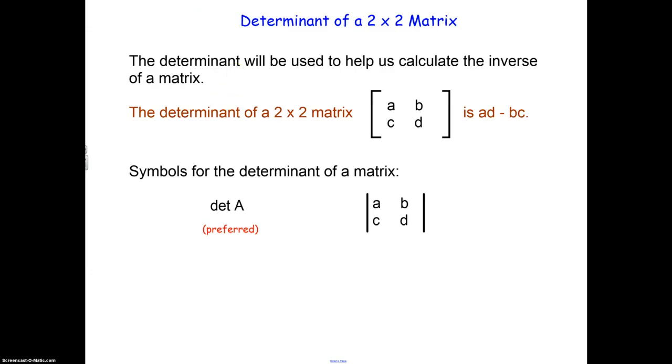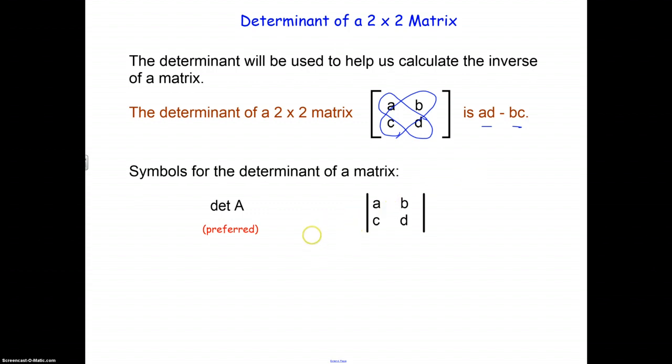One way that we have to help us figure out the inverse of a matrix is using what's called the determinant. The determinant of a 2 by 2 matrix is nice and easy. All we do is multiply the diagonals and subtract them. So we take this diagonal, which is A times D, and we subtract off the other diagonal, which is C times B, or B times C. And we come up with a number. That number we refer to as the determinant of the matrix.